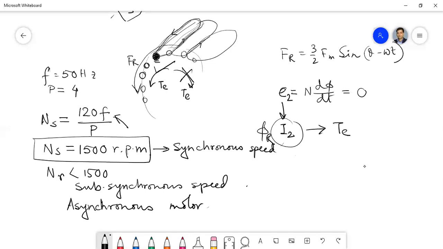For synchronous speed, my rotor speed take synchronous speed. So you have to write that the frequency should be more than that frequency. That is the frequency with respect to the rotor speed. But this formula is always related to the synchronous speed, not the rotor speed. This is not NR, this is NS. That you should remember.